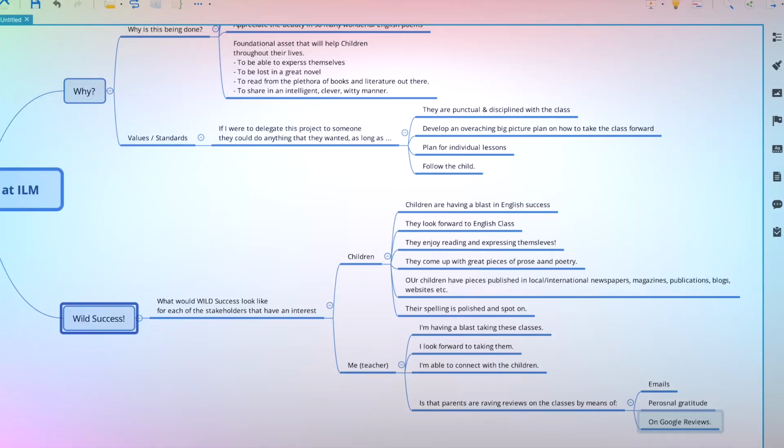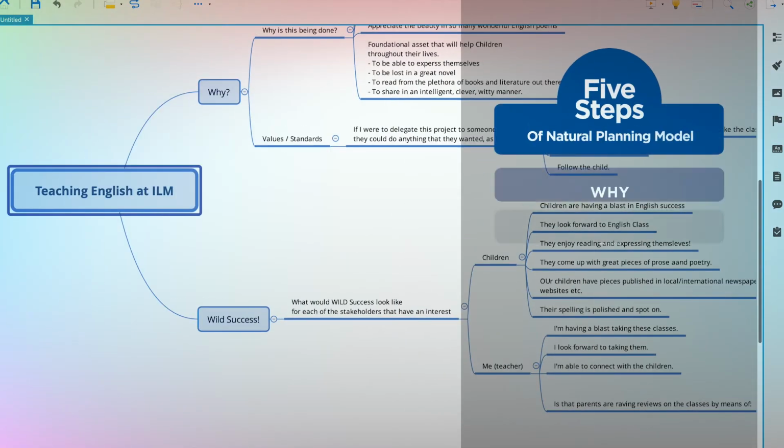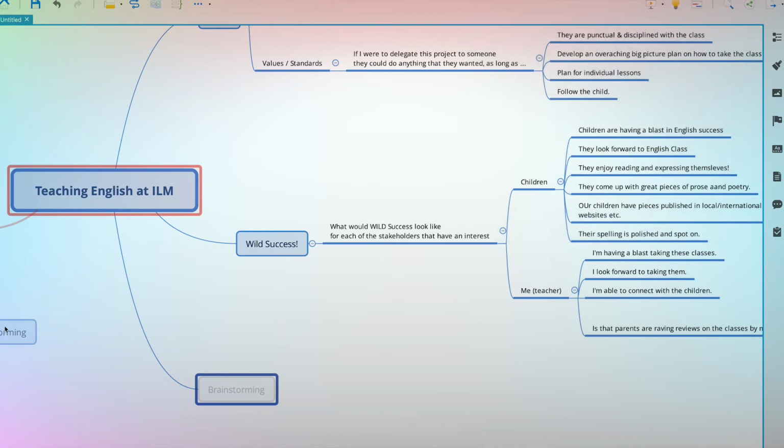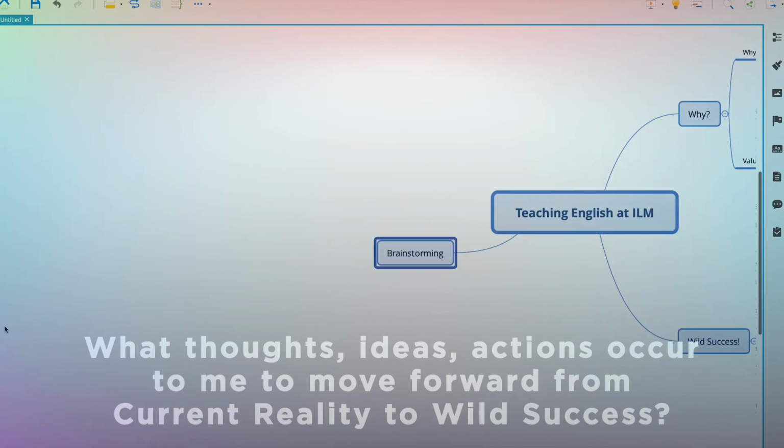All right, now I've got that picture of what wild success looks like. This is what the children are going to do. This is what I'll be doing. The next step of the national planning model is called brainstorming. So with all that positive energy, what would brainstorming look like? What do I need to do to move forward on this? So brainstorming, let's see.